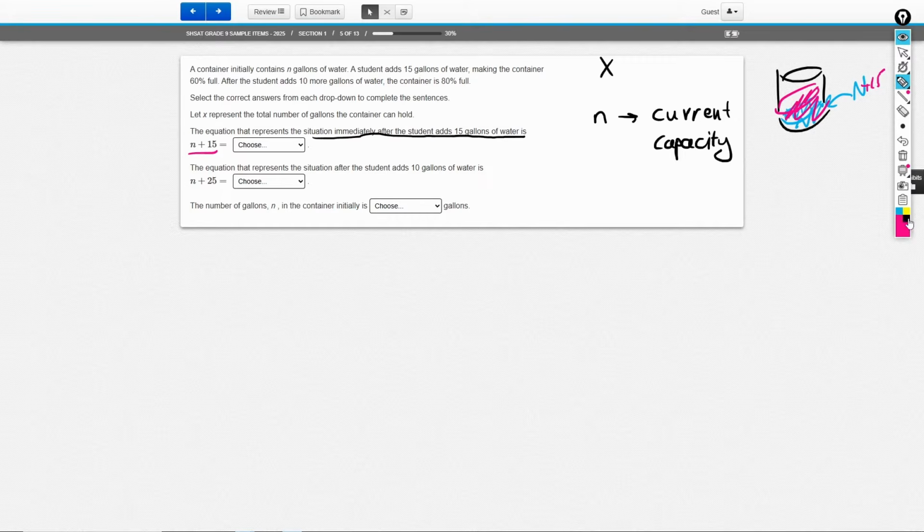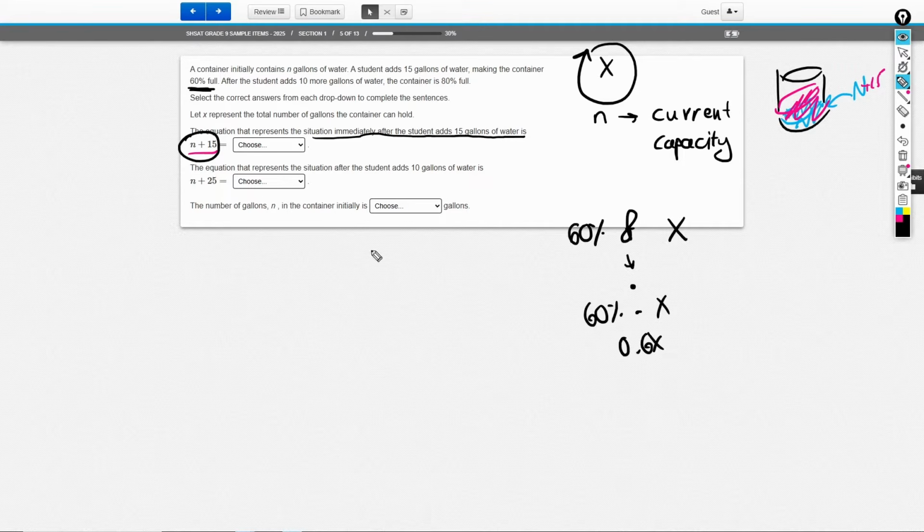Now, when the student adds those 15 gallons of water, the container is 60% full. So this n plus 15 is 60% of what the container can hold. So if the container can hold x total gallons, 60% of the total capacity is full. That's 60% of x. Whenever you're finding the percent of something, that's the same thing as replacing "of" with a multiplication symbol. So 60% of x is the same thing as saying 60% times x, or 0.6x. So adding 15 gallons to the current volume is the same thing as finding 60% of the total volume. So that's this.